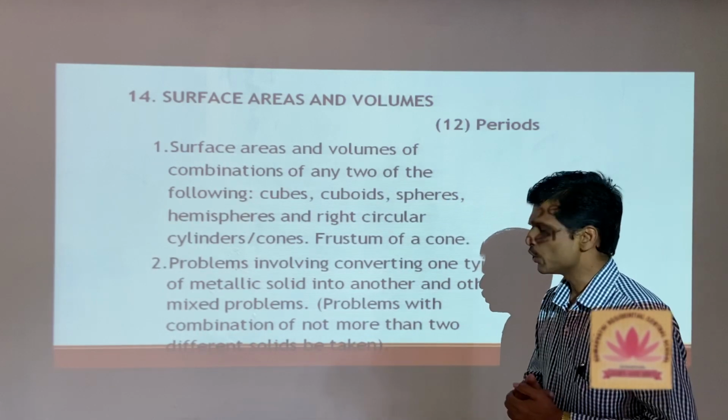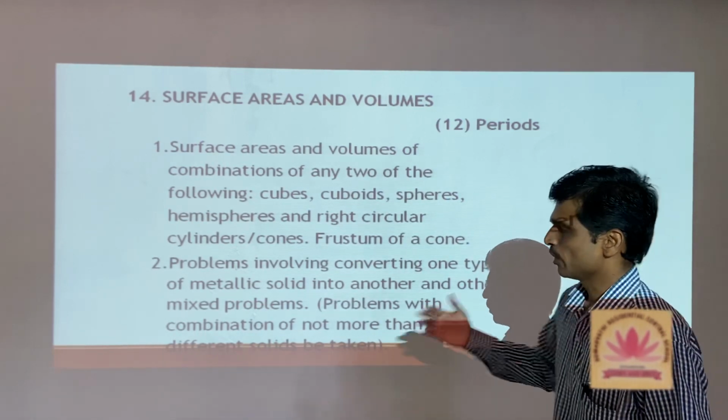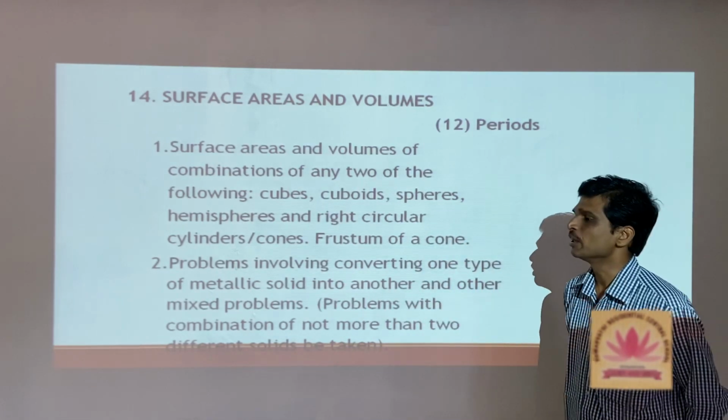Plane figures involving the triangles, simple quadrilaterals and circles should be taken. Next.